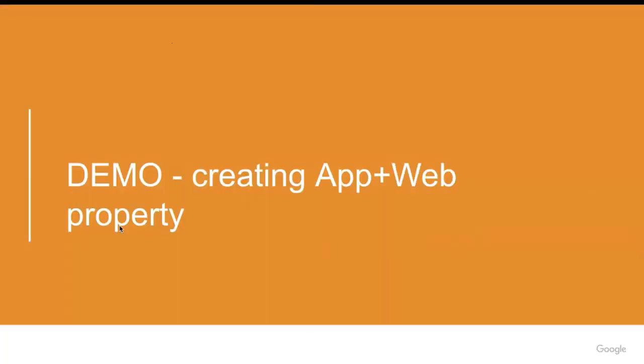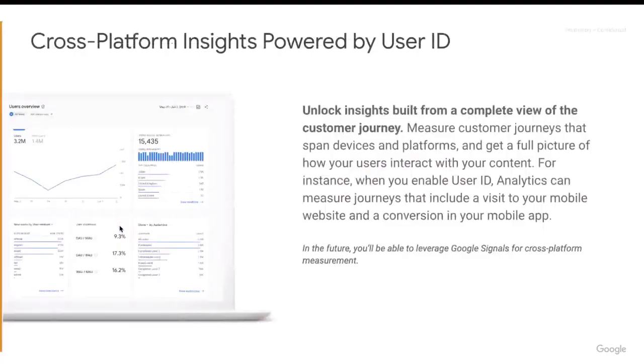So let's go back to the slides now. So this was just something that I wanted to reiterate one more time. User ID was powerful before, and it allowed you to have a lot of cross-device insights on your users that you wouldn't be able to have otherwise. However, right now, you can have cross-device and cross-platform insights as well by using user ID. So one example that you can also see on the slides here is measuring journeys that might include a visit to your mobile website and then end with a conversion in your mobile app.